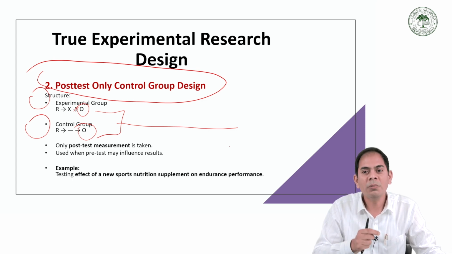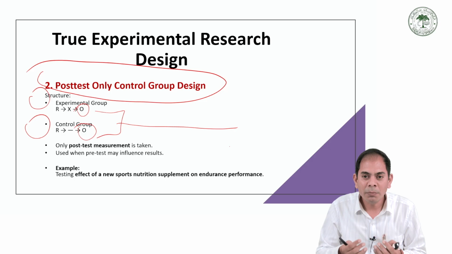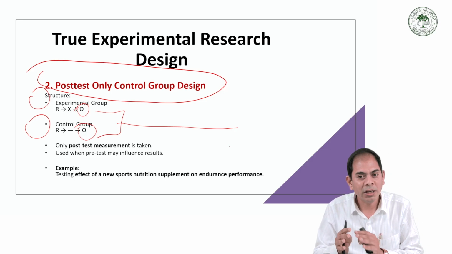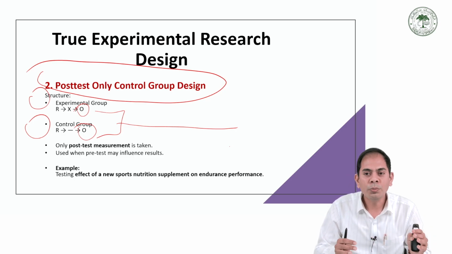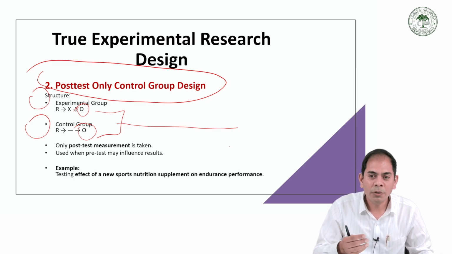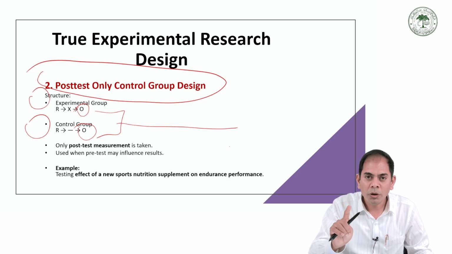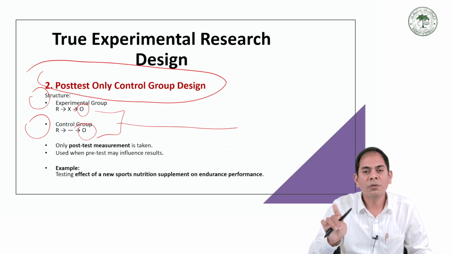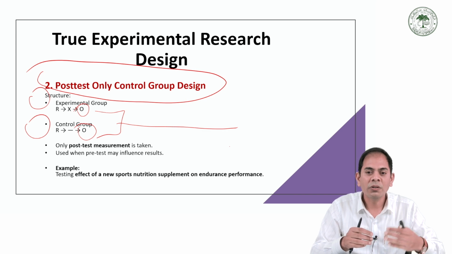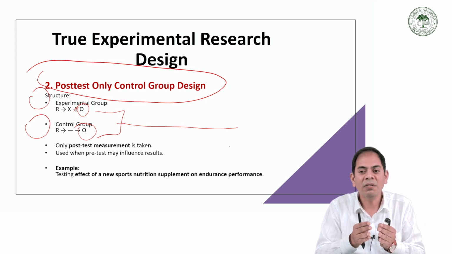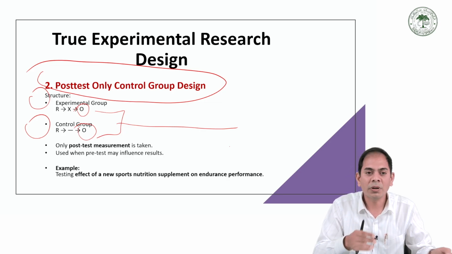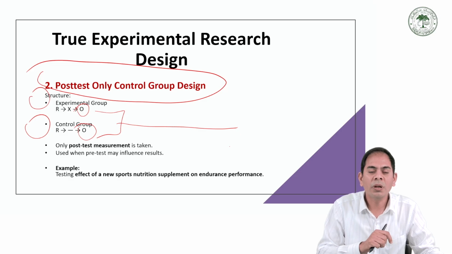It is a true experimental research design in which participants are randomly divided into two groups, experimental and control. The experimental group receives the treatment or any kind of intervention while the control group does not receive it. After the treatment, only one test we conduct. This is called the post-test. It is conducted for both groups. No pre-test is taken before the experiment. So the results of the two groups are then compared to find out the effect of the treatment. This design is mainly used when giving a pre-test may affect the participants' performance or influence the final result. This is the important thing of the post-test only control group research design.